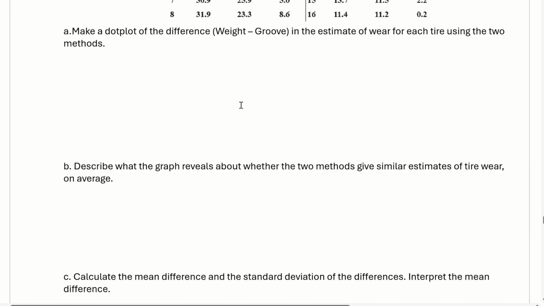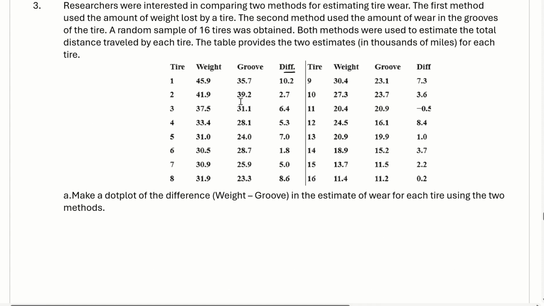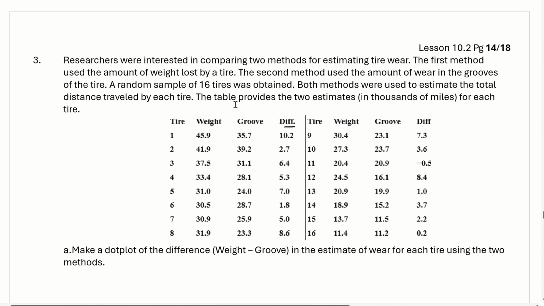So we're looking at the last two questions, so we're starting at number 3. It says researchers were interested in comparing two methods for estimating tire wear. The first method used the amount of weight lost by a tire. The second method used the amount of wear in the grooves of the tire. A random sample of 16 tires was obtained. Both methods were used to estimate the total distance traveled by each tire.